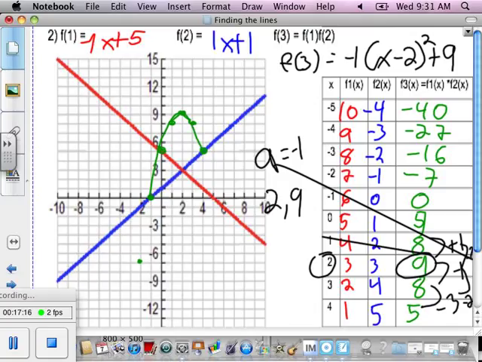Let me ask you this question. Where do we think 6 will be? 6 will be at negative 7. Where will we be at 5? 5 should be at 0. Notice that the lines of the blue one and the red one cross at the same point as the parabola crosses.